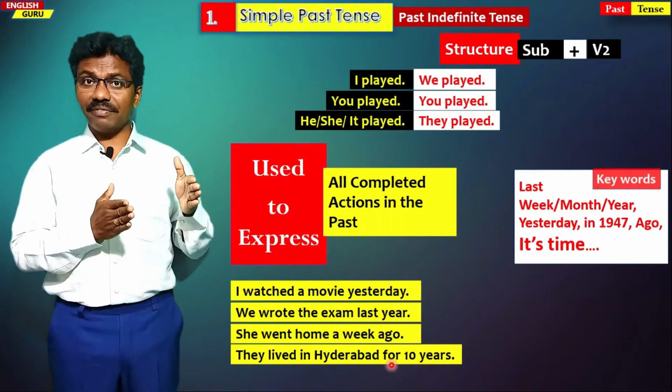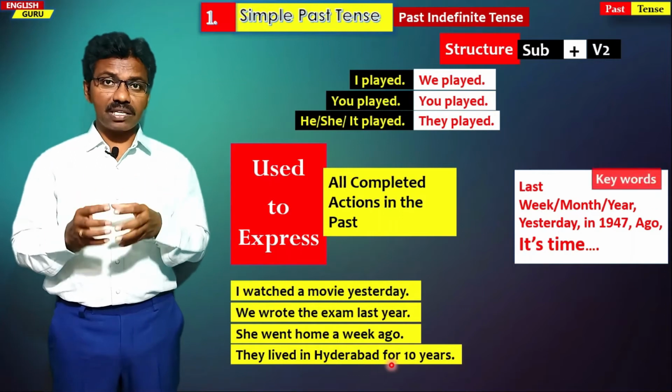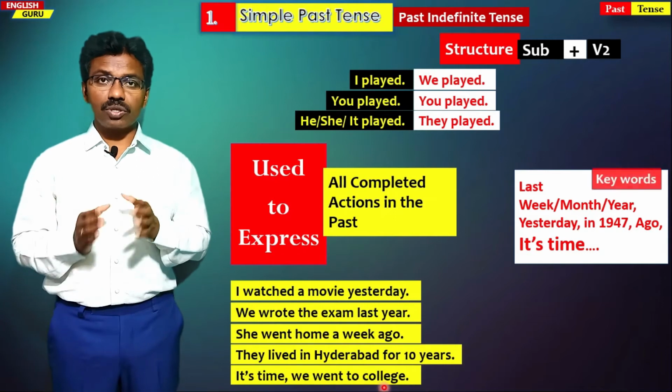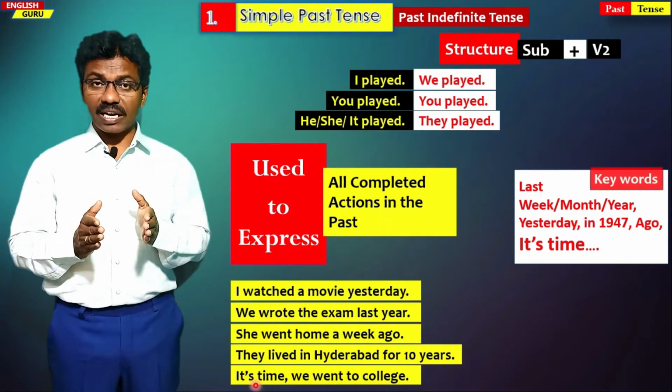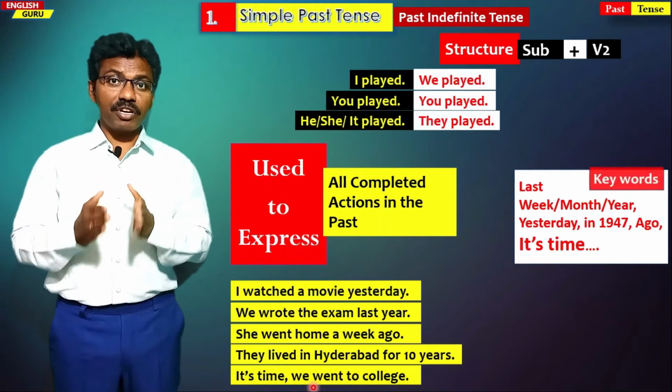For 10 years they lived and they left. So they completed. So it's in simple past tense. And the next one is, it's time we went to college. So it's time is a phrase, and after that we went to college. Not, it's time we are going to college.